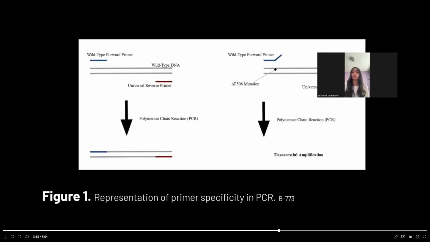However, if we use a wild-type forward primer on mutant DNA, then the base pairs will not align accordingly, and no amplification will occur. And you can see where the mutation is, where it stops binding to the DNA.